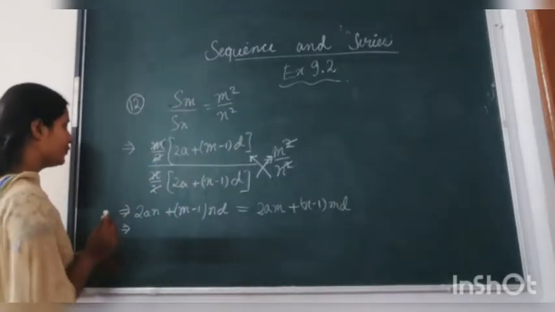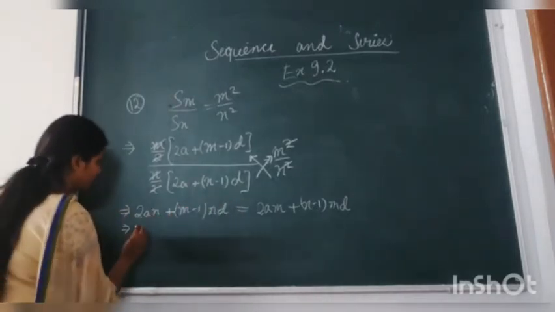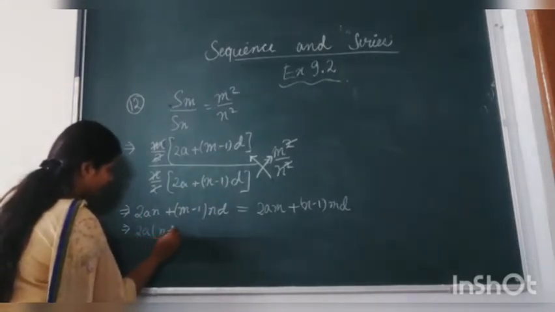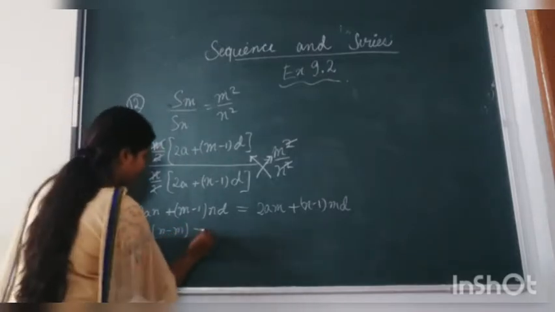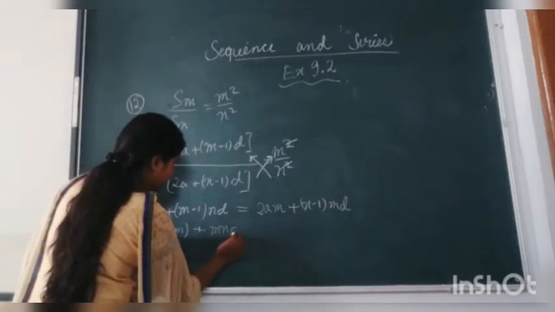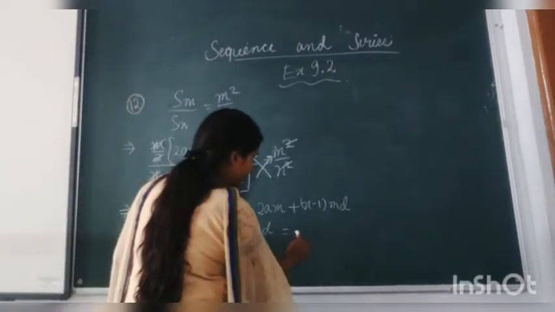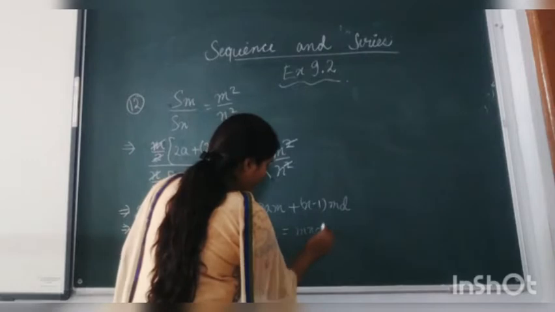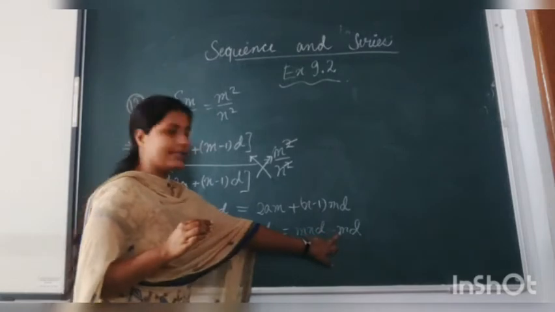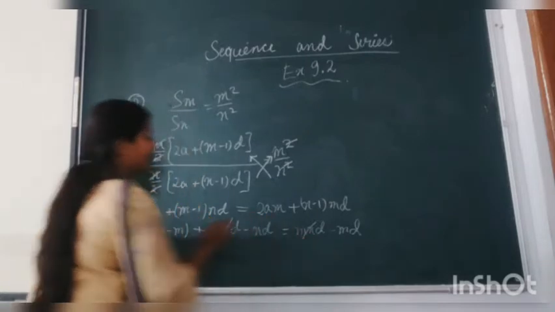Now what we are going to do is, we are going to simplify this. 2a n, there we have 2a m. We bring this over here, 2a becomes common, m minus n, plus m n d, multiplying it out, m n d minus m d, and on this side we have m n d minus n d. Now what will happen? On both sides we have the common term m n d.